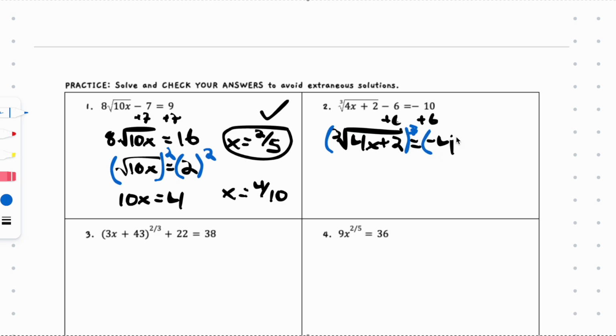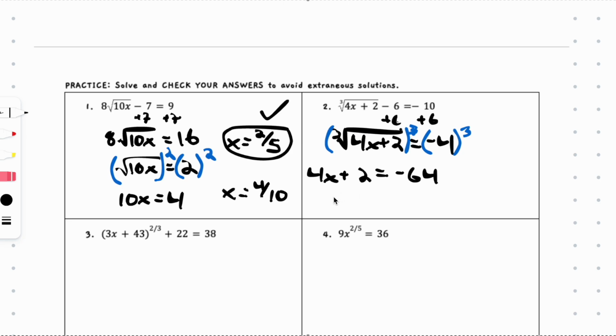Sorry, that looks weird. And so we end up getting 4x plus 2 equals negative 4 cubed. It's going to be negative 64, because negative 4 times negative 4 is positive 16, times negative 4 is negative 64. Now we just solve for x.